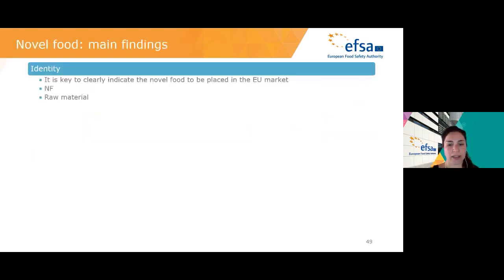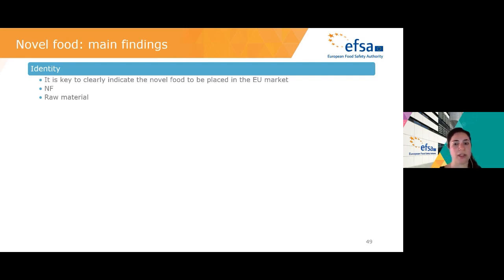In this slide, I will show you an overview of the main gaps and deficiencies found in the applications we have checked so far in FTP, which may serve as a guide for new or under preparation dossiers. So after the suitability check of more than 40 applications that we have received, we have found recurrent issues of missing data. In the first place, in identity, it is key that the applicant clearly identify the novel food which will be placed on the market.